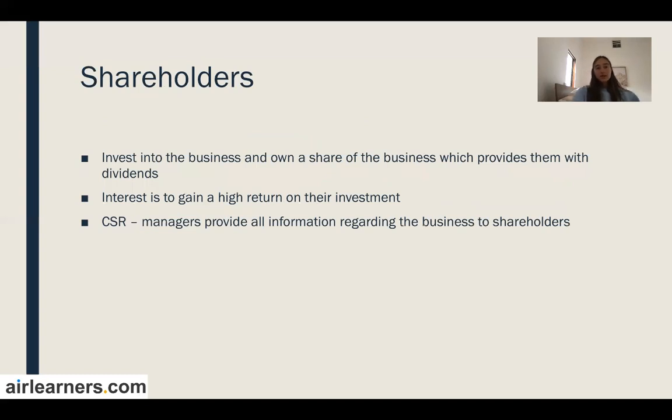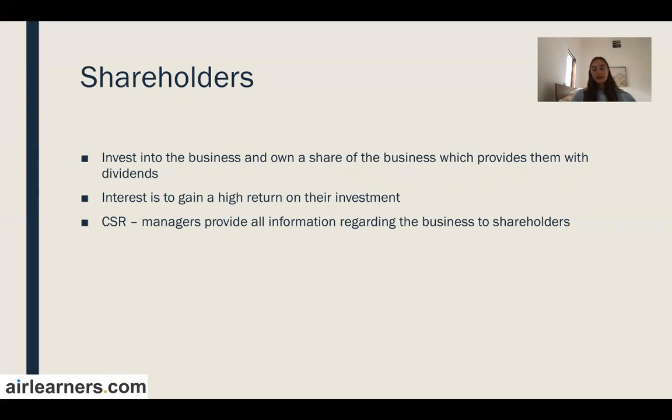The next type of stakeholder that we need to know is a shareholder. As we said before, shareholders invest into the business and then own a share of the business, which means that they're entitled to dividends, which are a percentage of the business's profit. So the main interest of a shareholder is to gain a high return on their investment. The greater the business's profit, the greater the amount the shareholder receives through dividends.